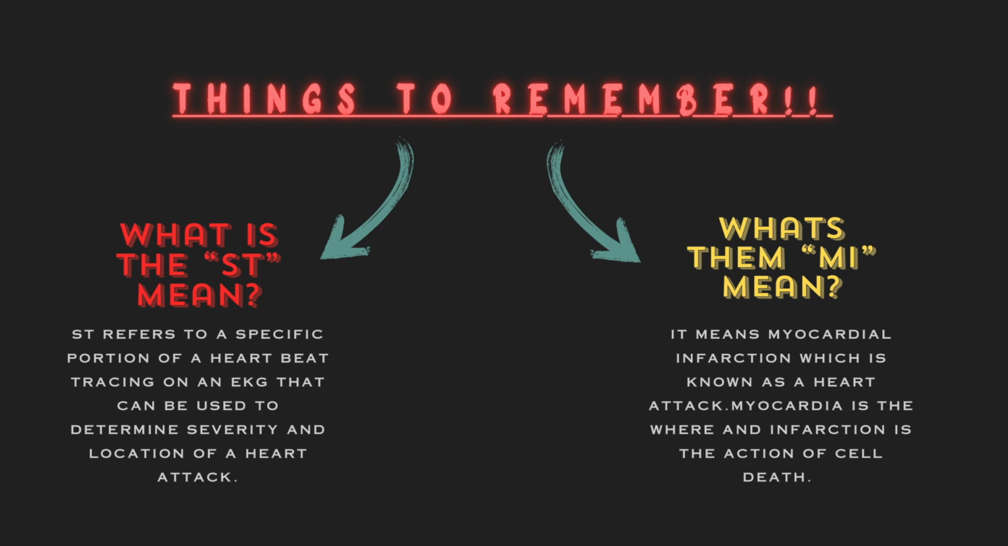So, things to remember here, if you don't know this already, when we talk about NSTEMI or STEMI, what does the ST mean? This is the specific portion of a heartbeat tracing that you would look at on an EKG. What we do when we look at the ST portion of this is there are folks that have ST elevation. This can give you a quick diagnostic look of how severe their heart attack is, and also depending on what leads you see elevation in, gives you some direction as to where the blockage is on the heart.